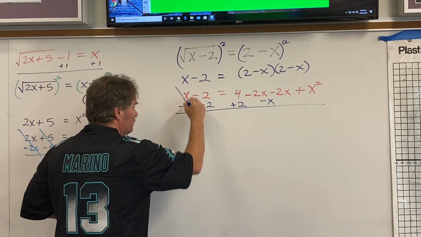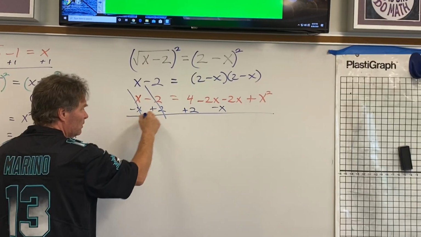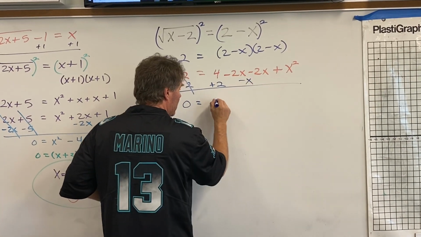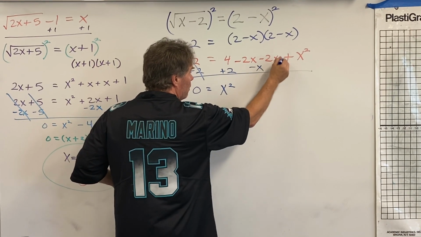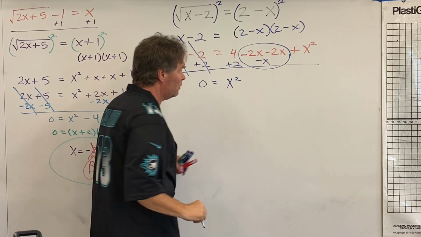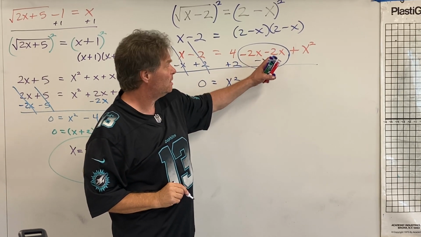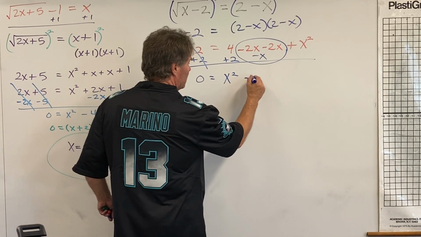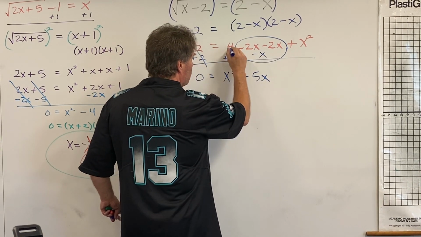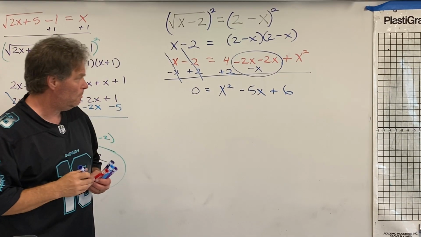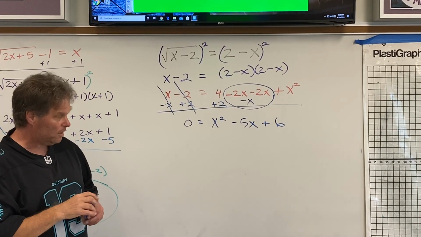Now I know, since I designed it this way for these to cancel, this has to be 0, equals, start with the highest power, x squared. Now, look at these guys. There's all the x terms. Negative 2x and negative 2x is negative 4x. Negative 1 more x is negative 5x. And then 4 plus 2 is 6. So there is my trinomial that I need to factor.